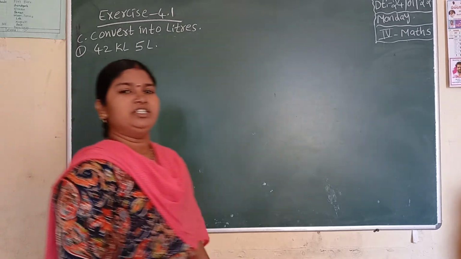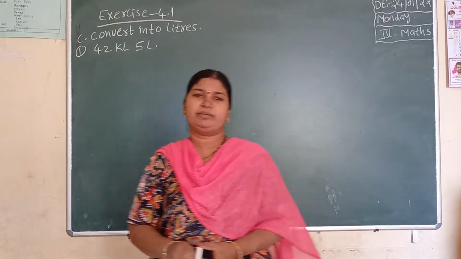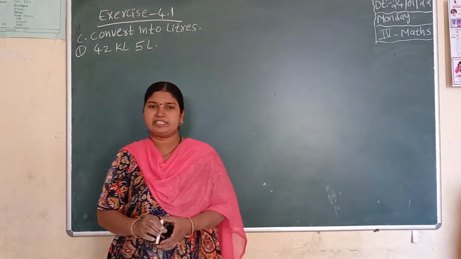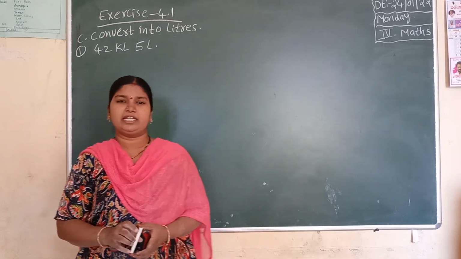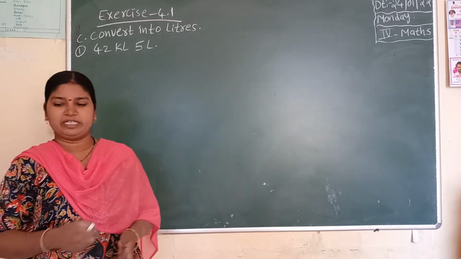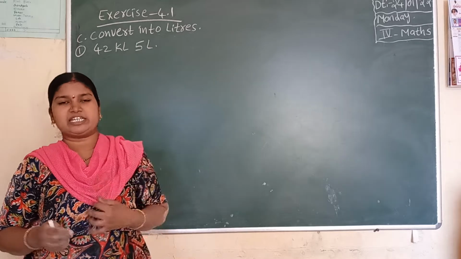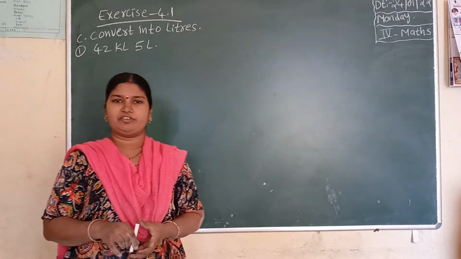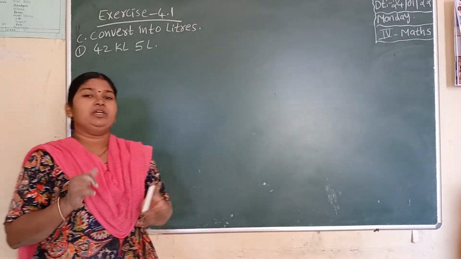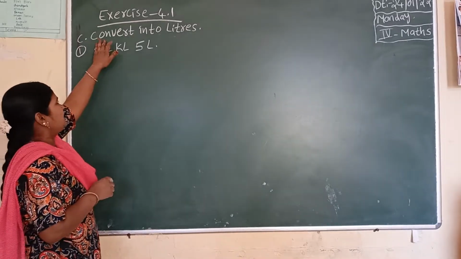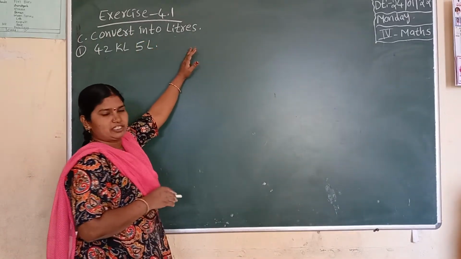Good morning children. Now we are going to start 4th class mathematics. Yesterday we started metric measures and we completed 4.1, two bits: A and B, converting to grams and converting to milligrams. Now we are going for the C bit, that is converting to liters.